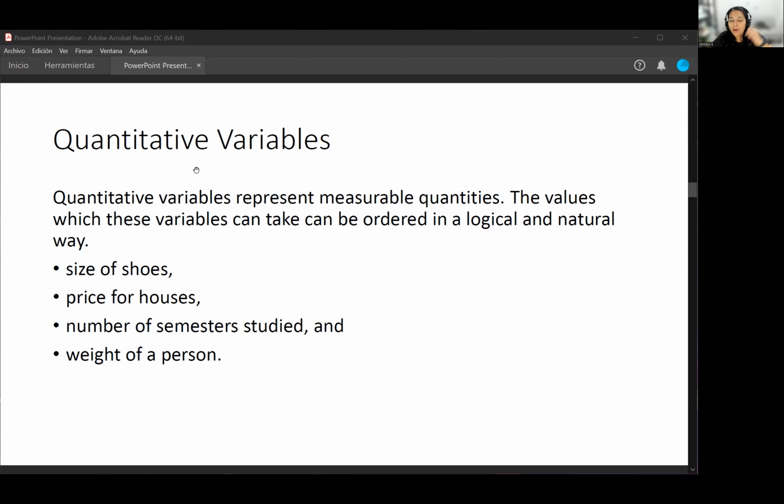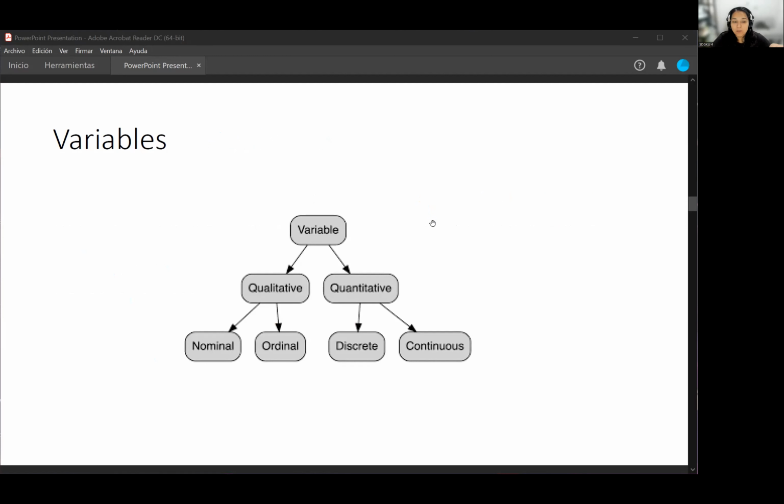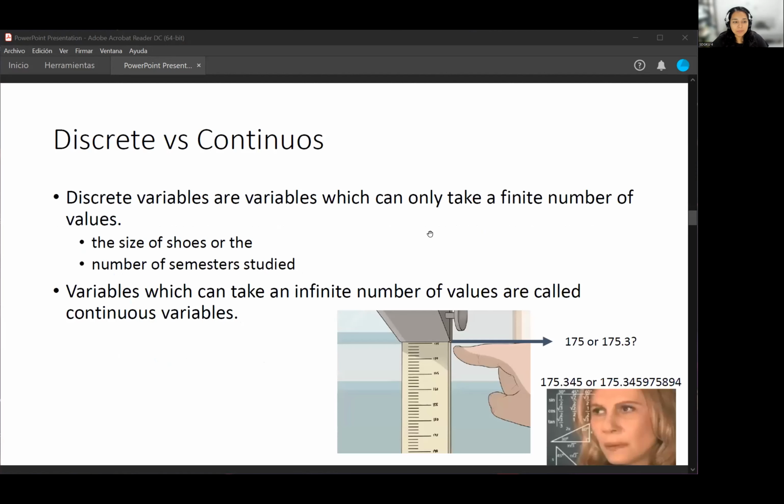And when we're talking about quantitative variables, we can do operations, like the size of shoes, price of houses, time, the weight of a person, the height of a person. Those are numbers that you can use to do math operations. So this is like the organization. We have qualitative variables, which can be nominal or ordinal, and quantitative variables, which can be discrete or continuous.